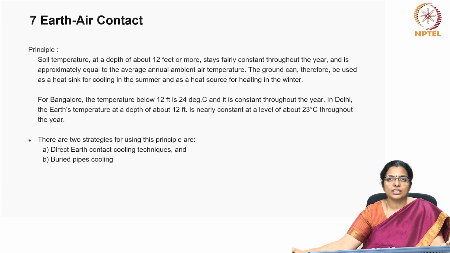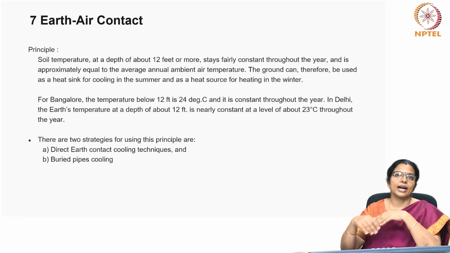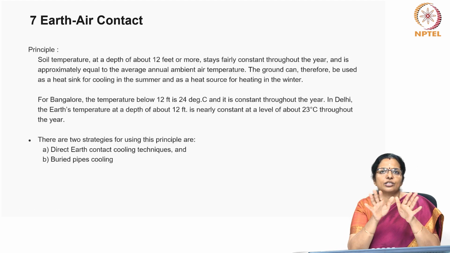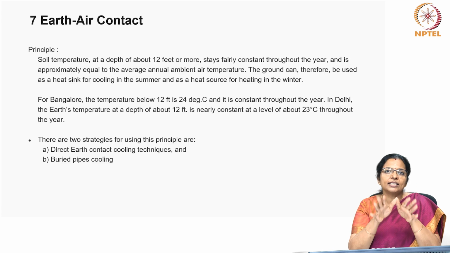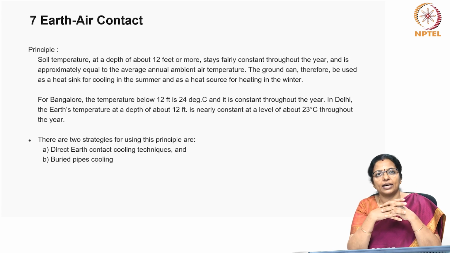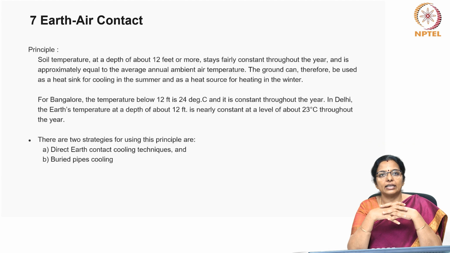Then you have earth-air contact. This works on the principle that the soil temperature at a depth of about 12 feet or more stays fairly constant throughout the year, and it's approximately equal to the average annual ambient air temperature. The ground can therefore be used as a heat sink for cooling in summer and heating in the winter.